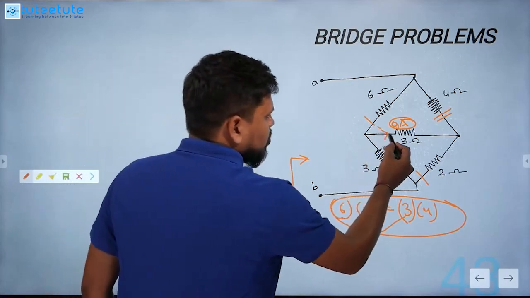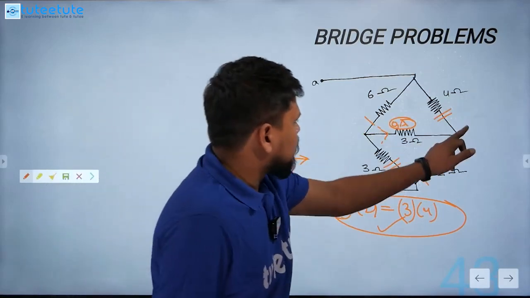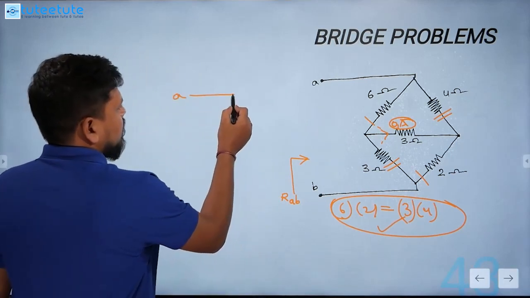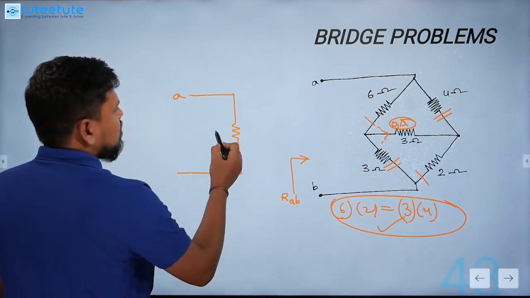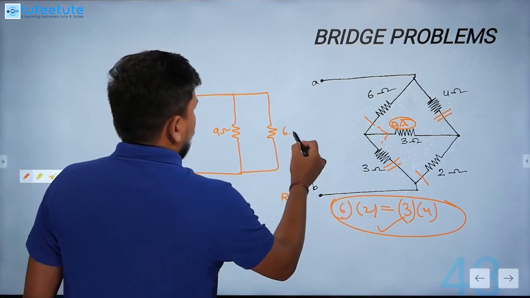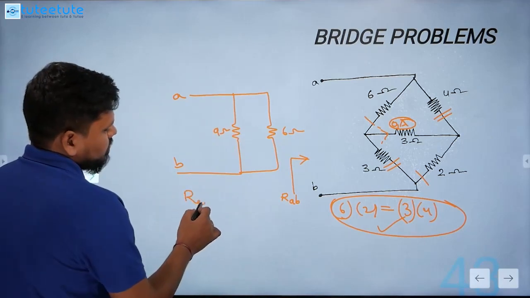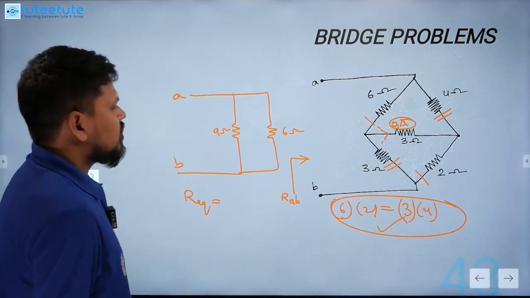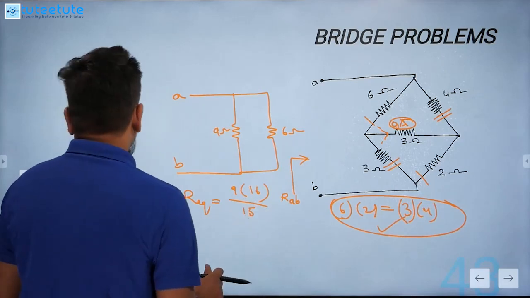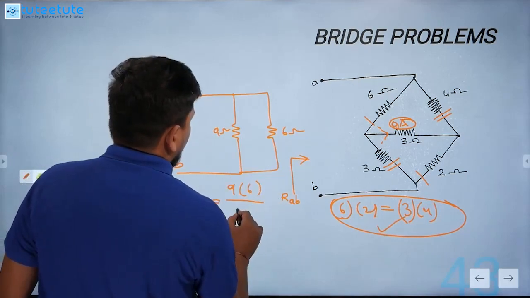So now, no current is going inside, which means 6 ohms and 3 ohms are connected in series. Similarly, 4 ohms and 2 ohms are connected in series. If you take the equivalent network, 6 and 3 in series gives 9 ohms, and 4 and 2 in series gives 6 ohms. So between the terminals A and B they are connected in parallel. Now what is R equivalent? R equivalent equals 9 into 6 divided by 15.